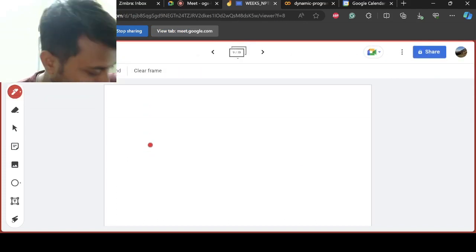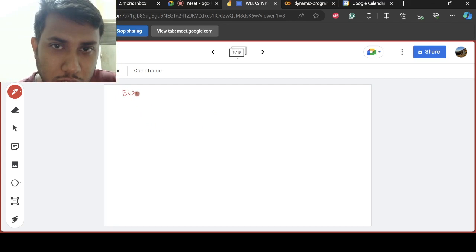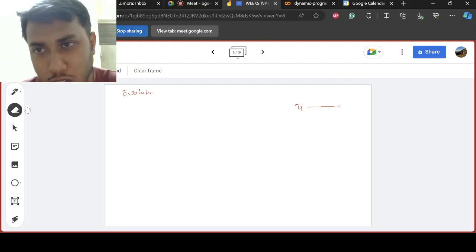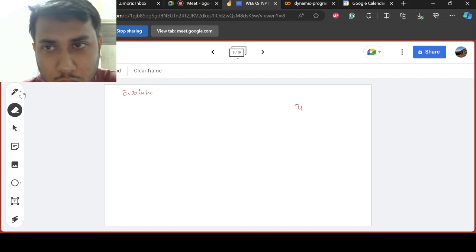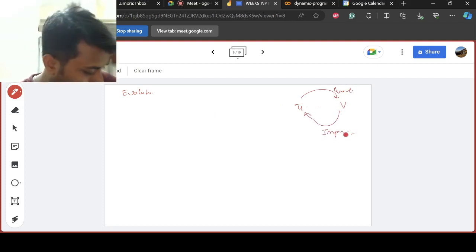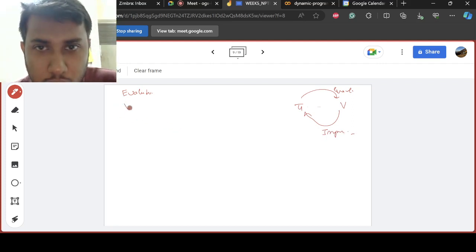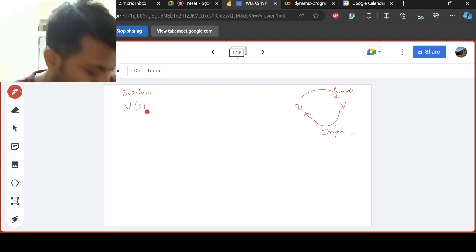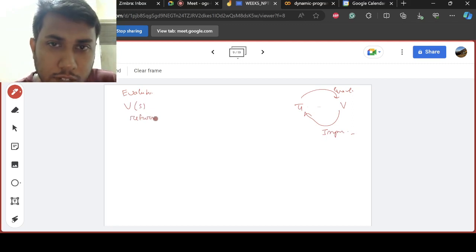So if I have to write it down formally, your Monte Carlo evaluation will go something like this. This is your evaluation. The concept remains the same: pi to v is your evaluation, and v to pi is your improvement, right?